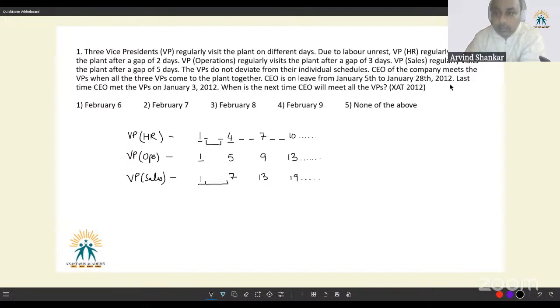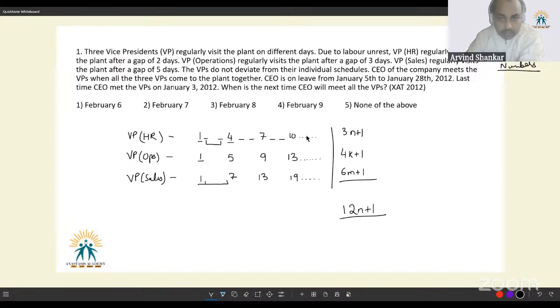Now, if at all you go down the path of classifying questions according to which topic they're from, you can classify it as progressions, you can classify it as numbers, whatever storyline you like. For us, I like calling it family of numbers. This is 3n plus 1. This is 4k plus 1. And this is 6m plus 1. So, if I'm looking for the day on which all three of them would simultaneously visit, it would be on days that are 12n plus 1 type of days.